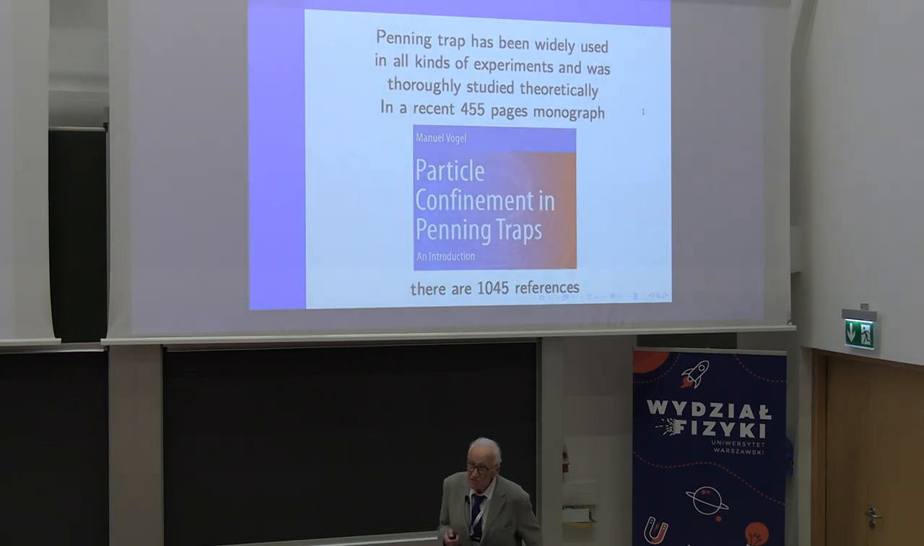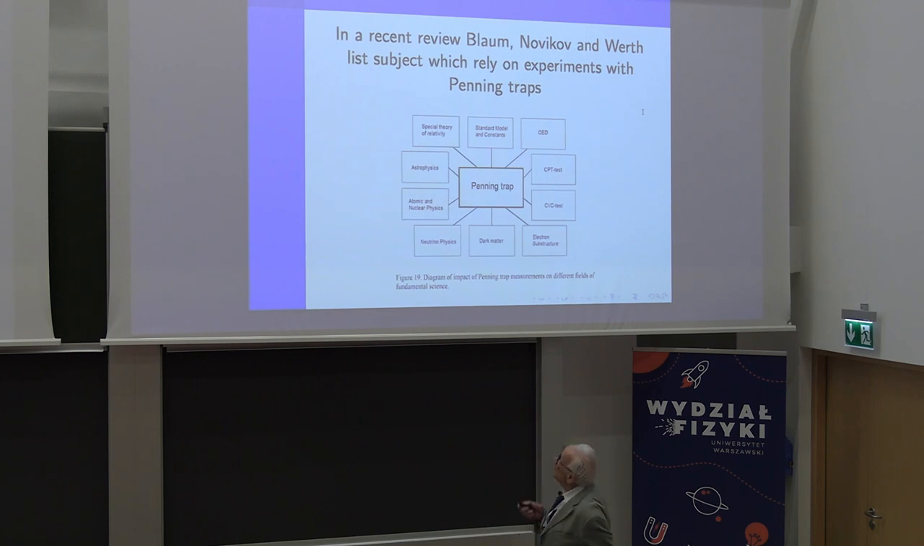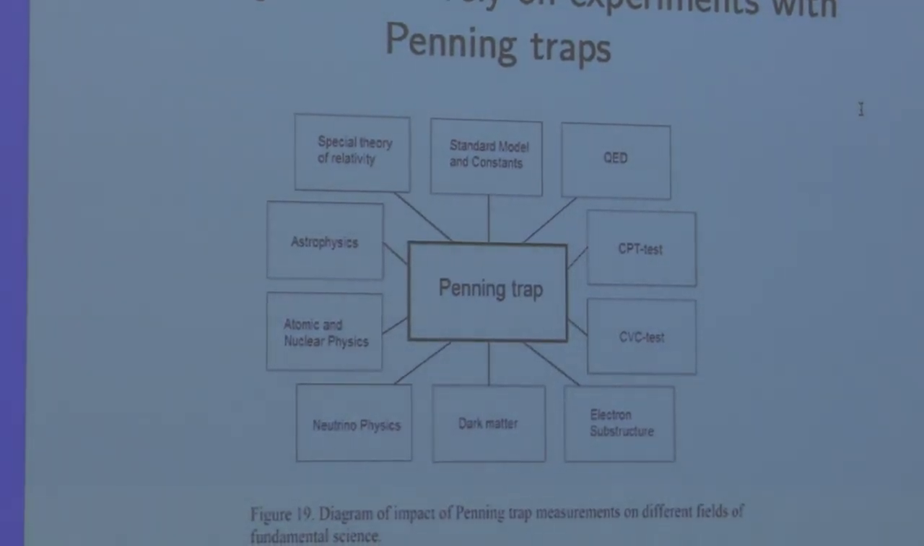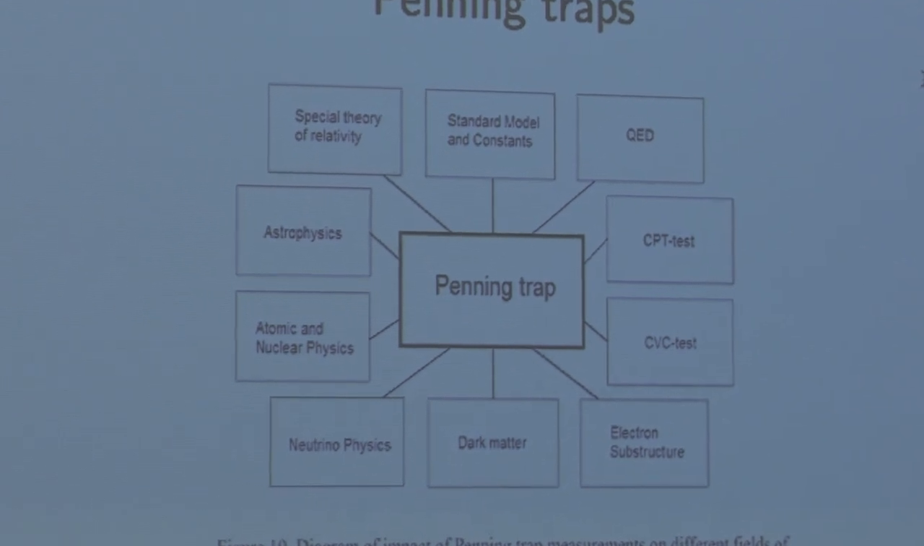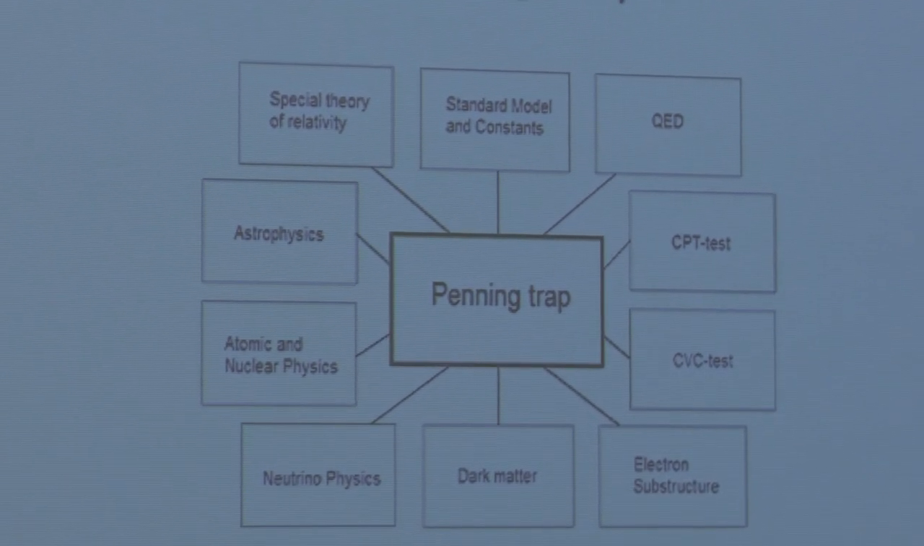So, the Penning trap is extremely popular. This is a monograph devoted entirely to the Penning trap. It has 455 pages and it has 1,045 references all about the Penning trap. This is another picture which shows the versatility of the applications. In this paper, I don't know whether you can see it clearly, but you see the wealth of problems that can be studied with the use of the Penning trap, including such important things as dark matter, the special theory of relativity, where the Penning trap is essential.